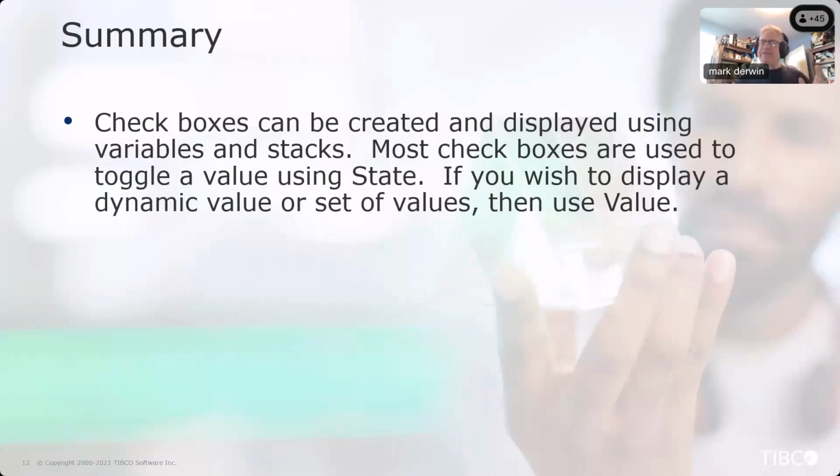So checkboxes can be displayed using variables as stacks, integers or alpha. Most of the time, you're just going to use them as a toggle. But if you want to display a dynamic value or a set of values, use the value property and input using a stack to display multiple rows.